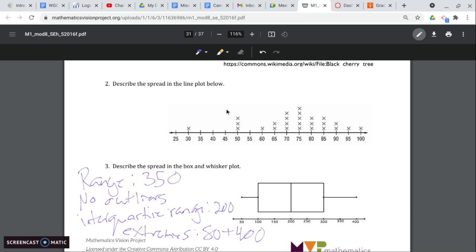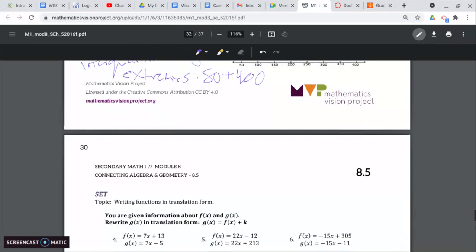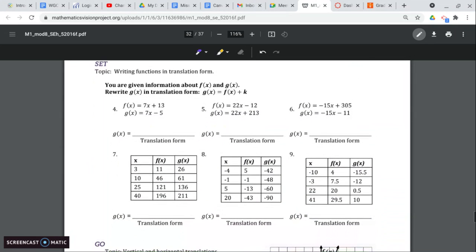So you guys will do the line plot. Look at the data, see what the range is, whether or not it's extreme, what the extremes are, if there's any outliers, things like that.